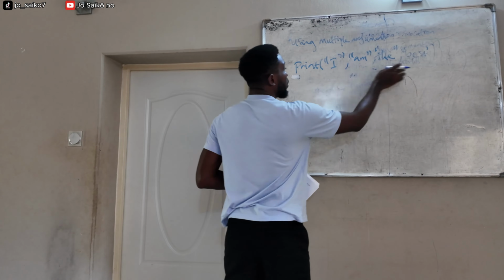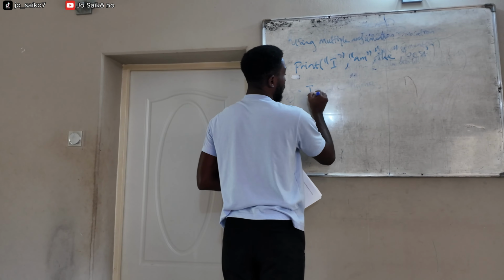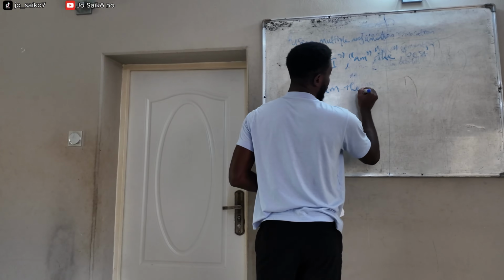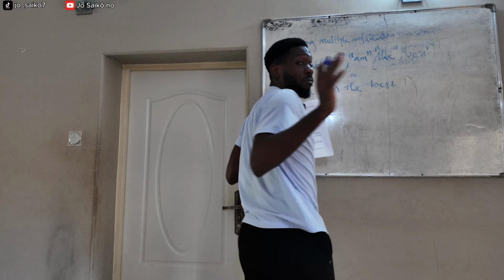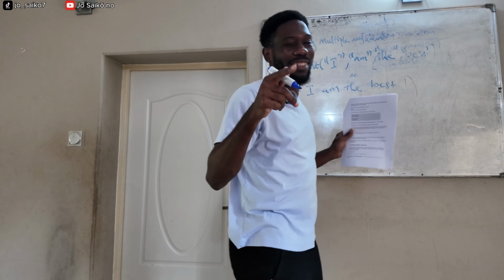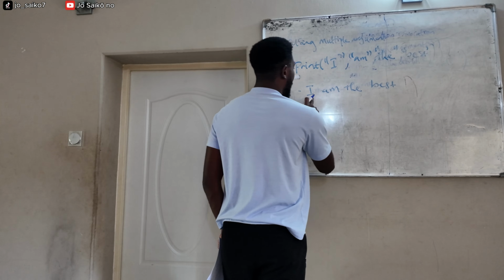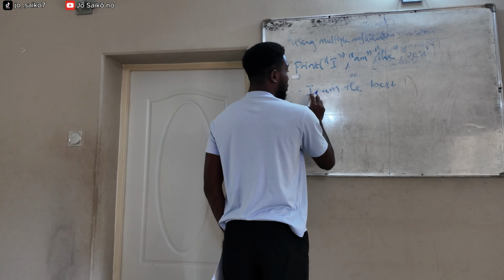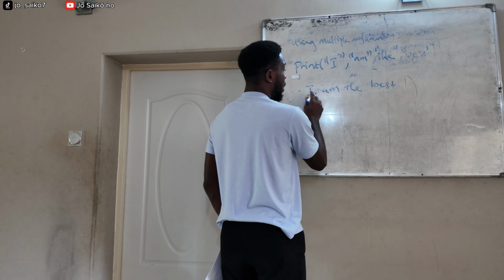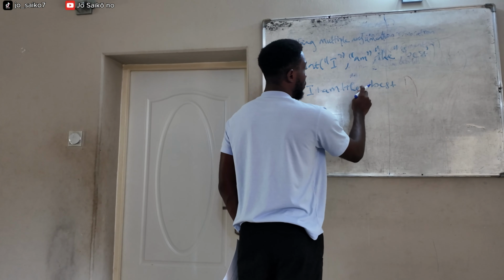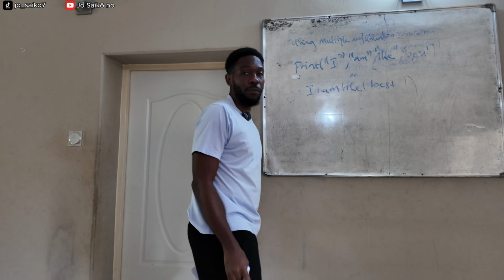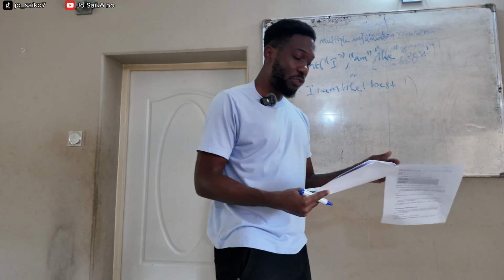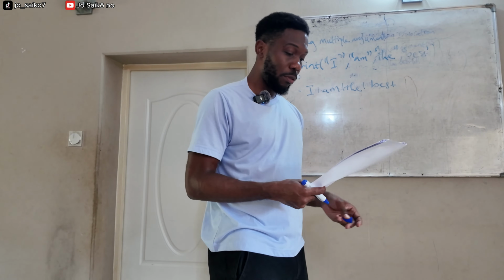So when I run this, I have "I am the best." Can I say I'm the best? Just kidding. So I am the best, right? And you see it's separated by spaces. There's I, a space here, am, a space here, the, a space here, and you have your best. So this is how we use multiple arguments in the print function.